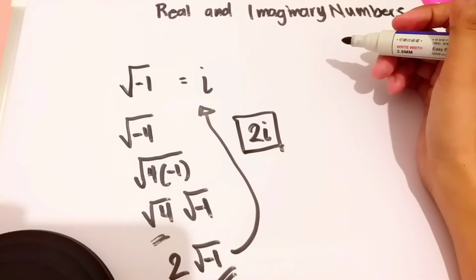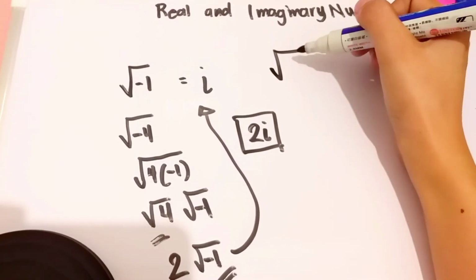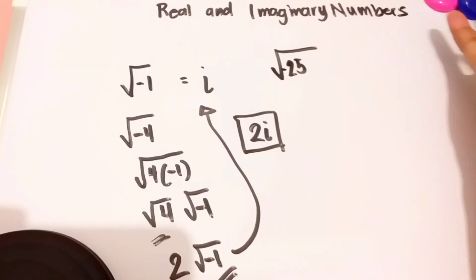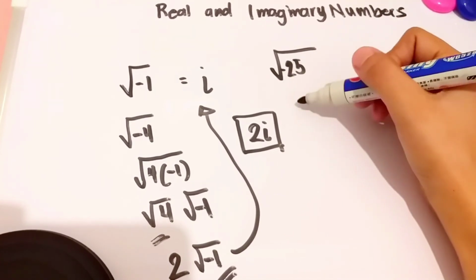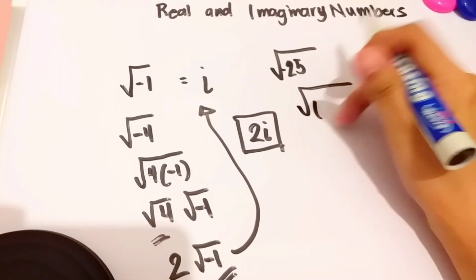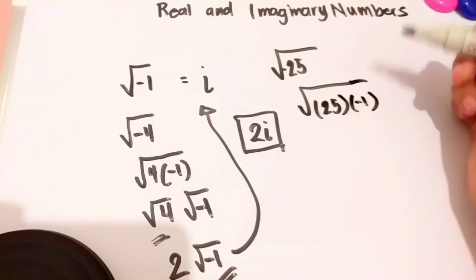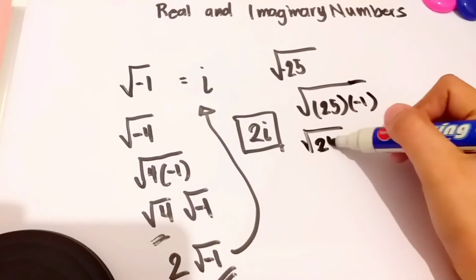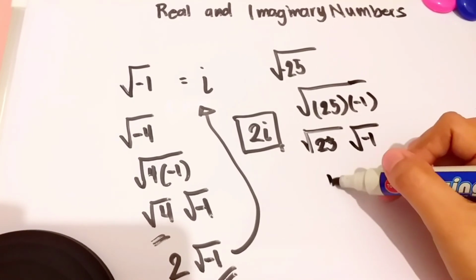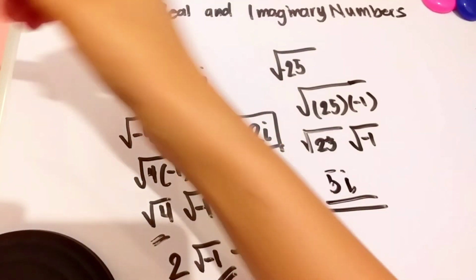Another example is the square root of -25. So if we're going to factor that out inside, we will get the answer 5i. So that's how imaginary numbers work.